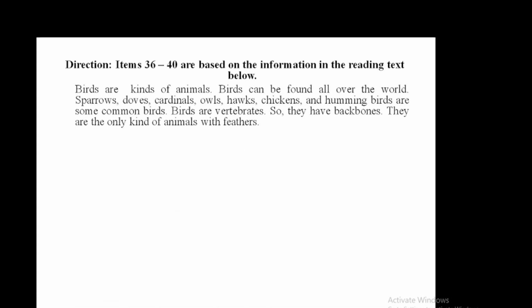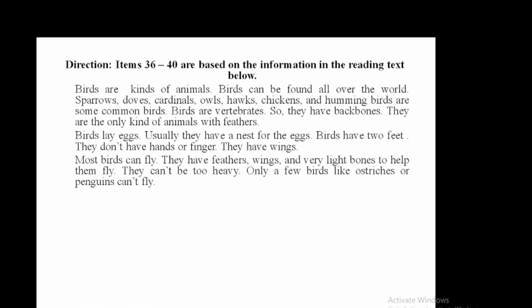There is a passage below. After reading or listening to the passage, answer the questions from 36 to 40. The passage is as follows. Birds are kinds of animals. Birds can be found all over the world. Sparrows, doves, cardinals, owls, hawks, chickens and hummingbirds are some common birds. Birds are vertebrates, so they have backbones. They are the only kind of animals with feathers. Birds lay eggs. Usually they have a nest for the eggs.